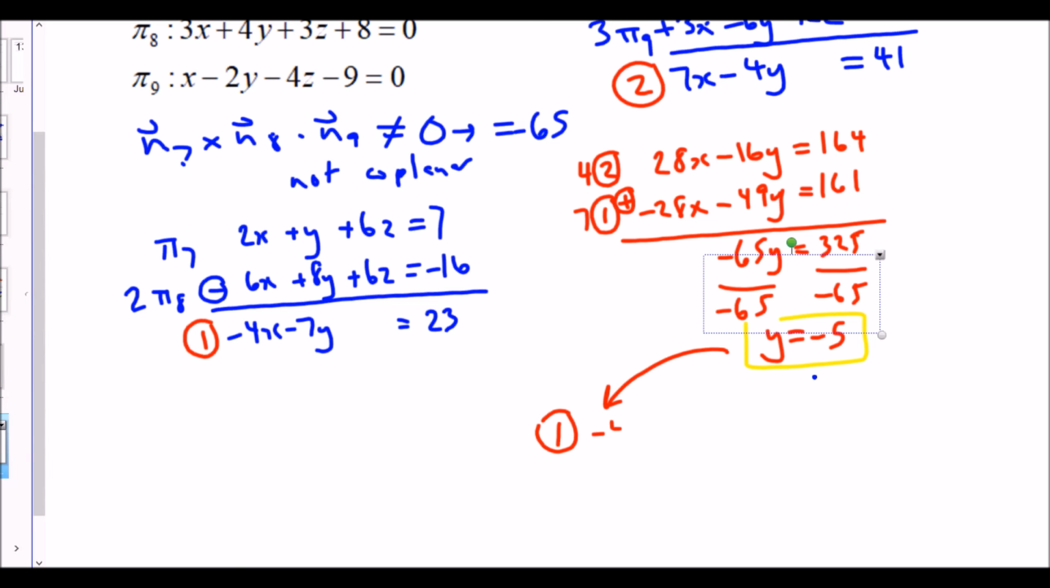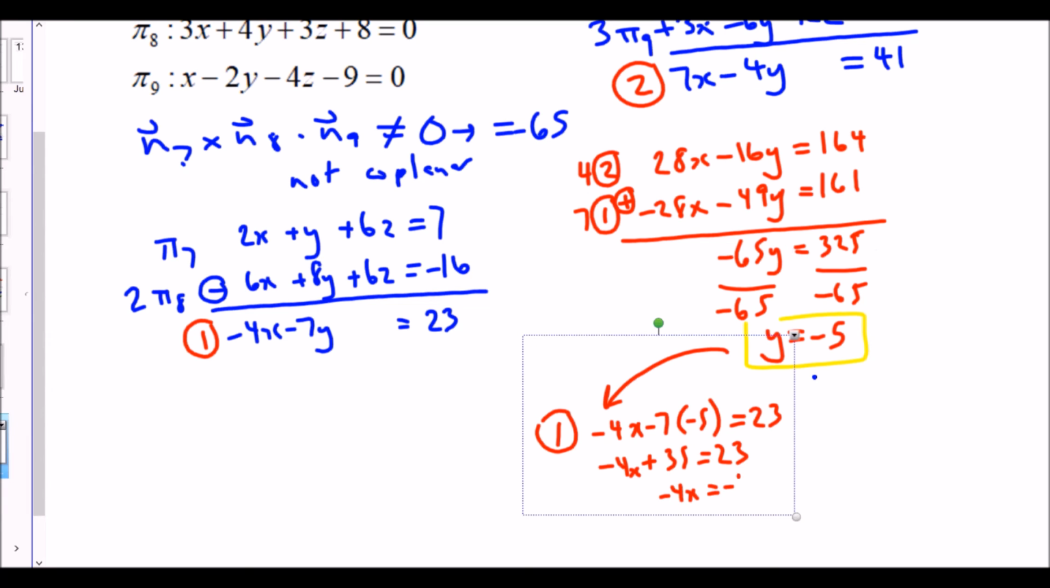So negative 4x minus 7 times negative 5 equals 23. So negative 4x plus 35 is equal to 23. Bring that over, I get negative 4x equals negative 12. So that means x is equal to 3. There's my second answer. Beautiful.